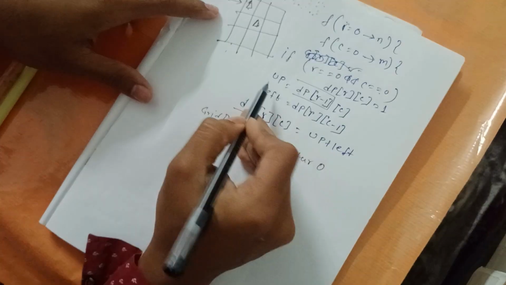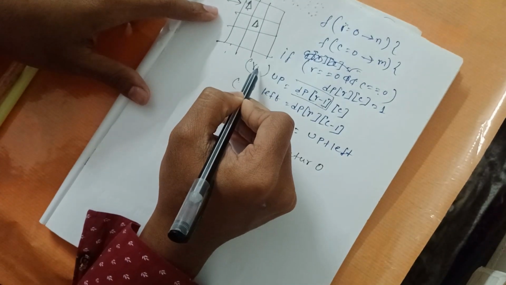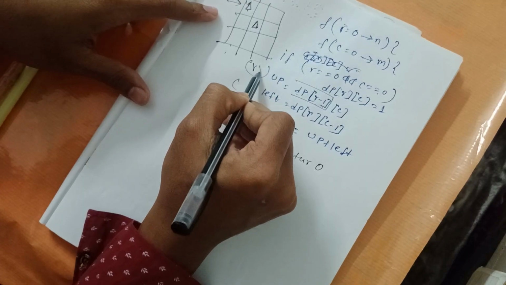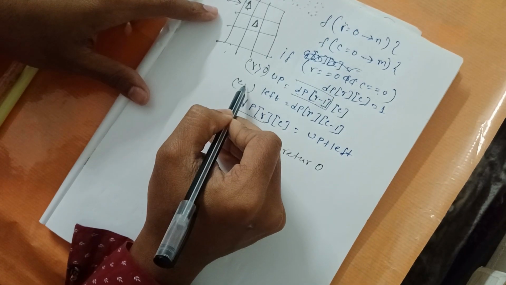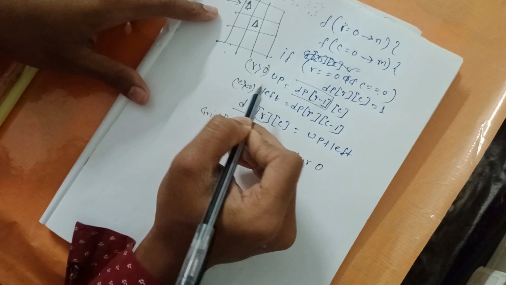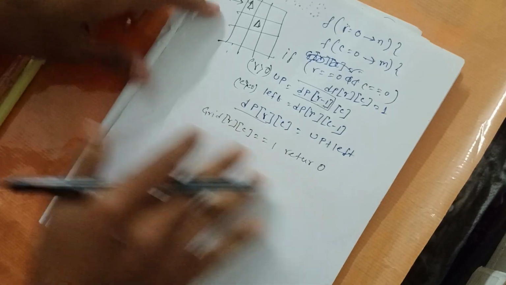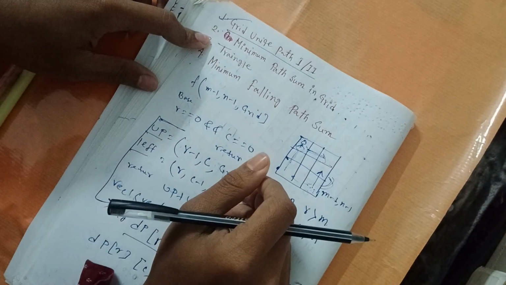And always in every step, r minus 1 means r always needs to be greater than or equal to 0, and the column needs the same base case check, greater than or equal to 0. Okay, and those are the two problems, grid unique path 1 and unique path 2.